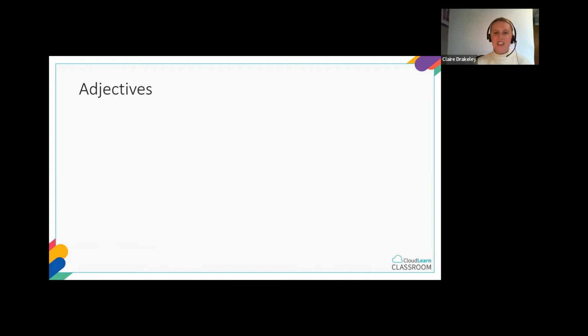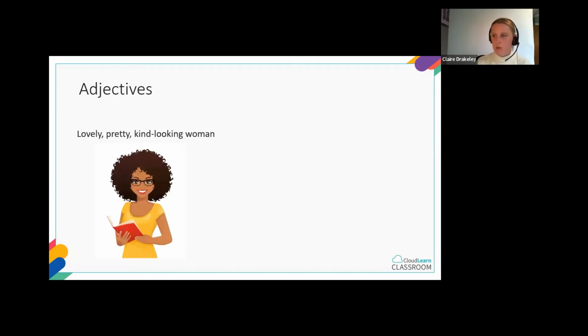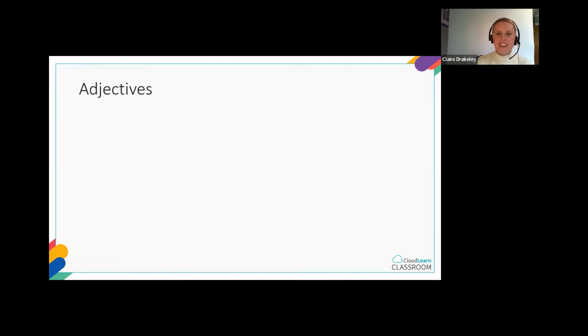Adjectives. Next we come on to adjectives. Again, probably one you remember from school. You may or may not remember what this is. Adjectives are describing words, and they describe a noun. These are the words that add definition and flair to your sentences, and they make it sound better. They level your sentences up. They push them up a little bit.